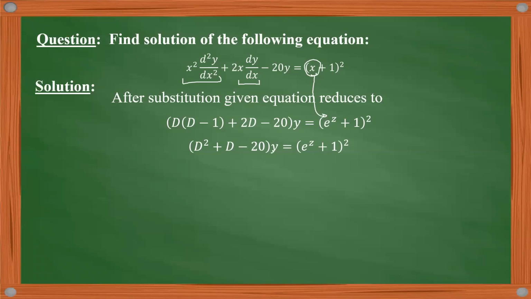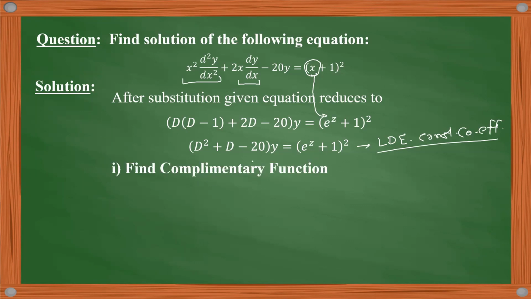Minus 20 into y, and that is equal to (e to the power z plus 1) whole square. So here we can say that this equation is a linear differential equation with constant coefficient that we have already studied yesterday. So now we will just apply the methods that we have studied yesterday. So we know that for this type of equation, if we want to find solution, then the solution includes two parts, that is complementary function and particular integral.